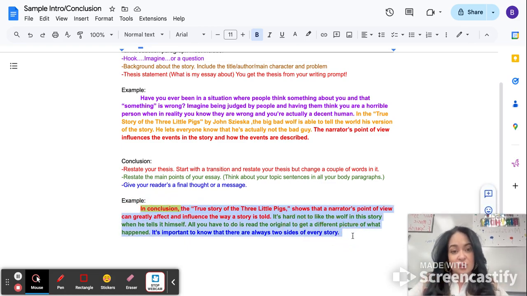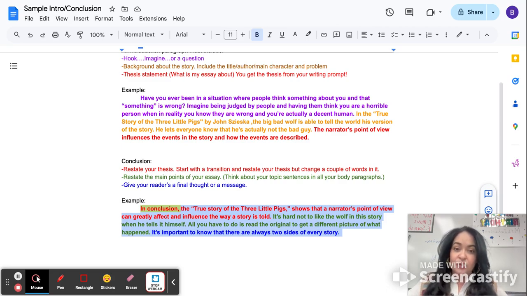I'm posting this Google Doc just so that you have it in Google Classroom. So you have an example of an intro, an example of a conclusion. You're going to put this in the Google Doc. Put the intro on top of body one, put the conclusion underneath your body four. You need to finish all of it.